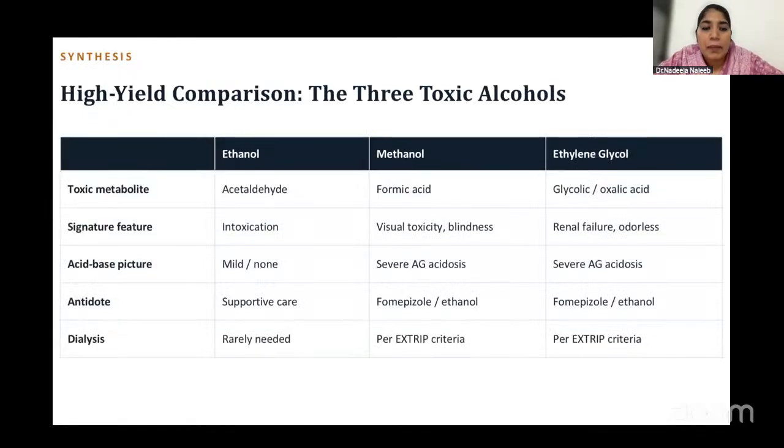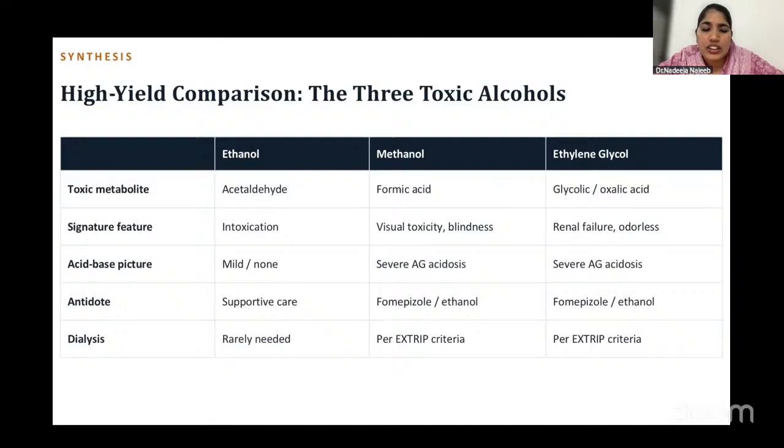This is a high yield comparison table of all the three toxic alcohols that we've discussed till now. You can take a screenshot of this. Ethanol, methanol, and ethylene glycol. The toxic metabolite of ethanol is acetaldehyde. Methanol is formic acid. Ethylene glycol is glycolic acid and oxalic acid. Signature feature of ethanol is intoxication. Methanol, visual toxicity and blindness. Ethylene glycol, renal failure, and the alcohol is odorless.